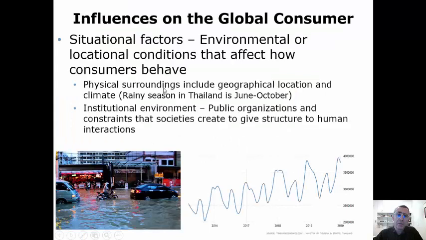Here we have the influence of the global consumer going into situational factors, right? So here we have the environmental or location conditions that affect how consumers behave. I kind of piggybacked on the author's example here, which is about Thailand, showing you the physical surroundings include geographical location and climate. The rainy season in Thailand is June through October. This is a picture of the rainy season in Thailand.